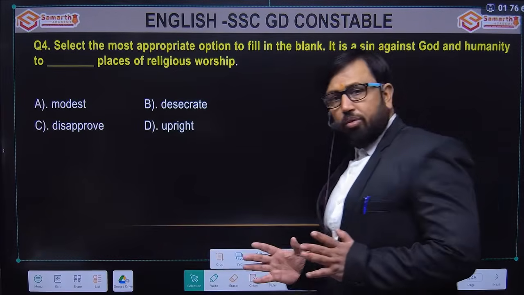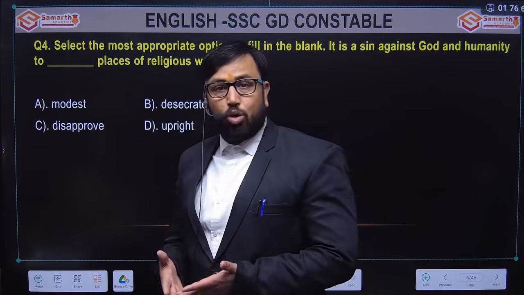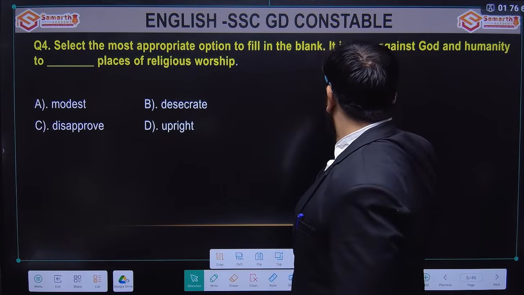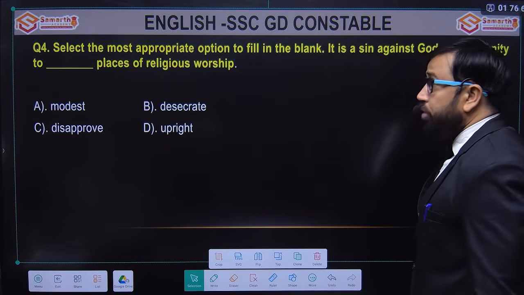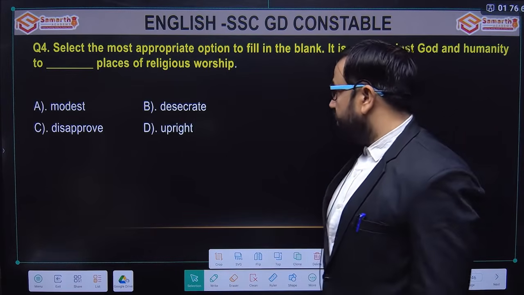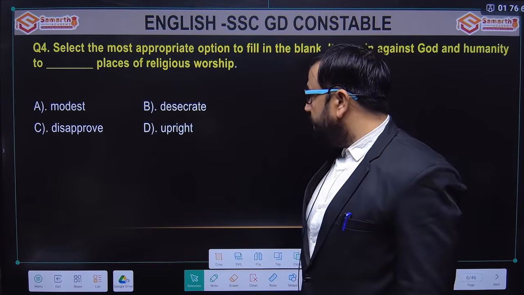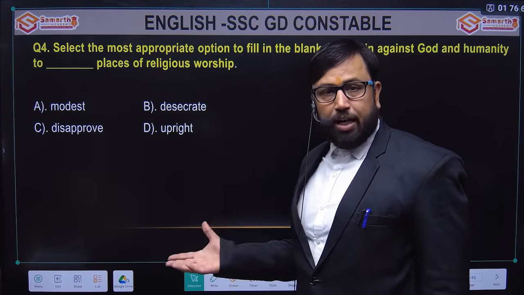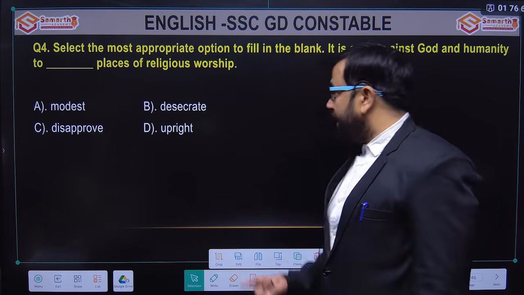Desecrate means to humiliate or to insult some places, ठीक है, अपमानित करना. So it's a sin against God and humanity to desecrate places of religious worship. तो answer would be B. और यदि pronunciation की है desecrate, it should be spoken as desecrate, not desecrate, right? Desecrate.